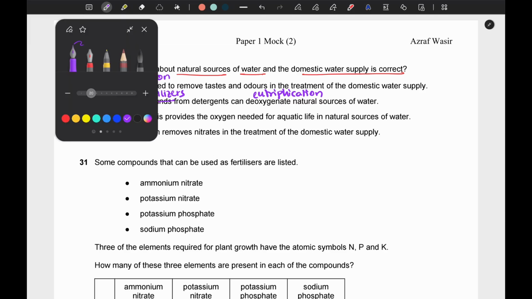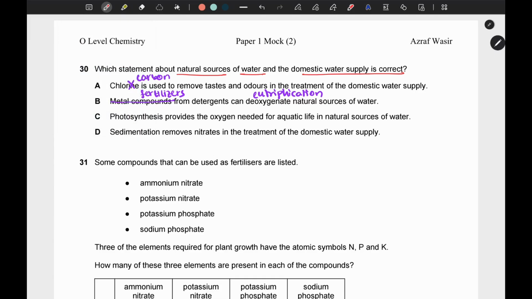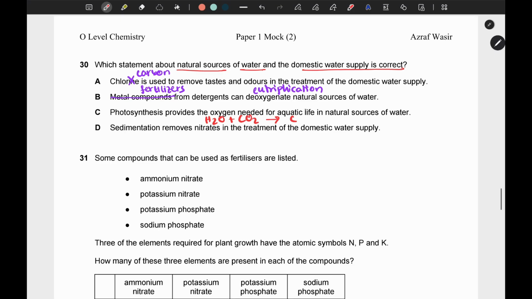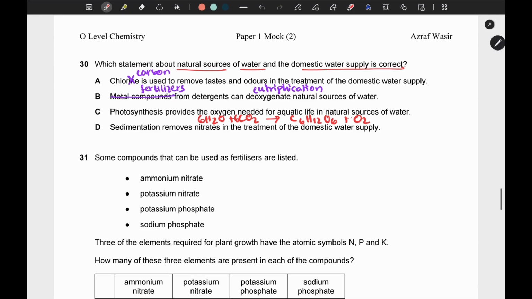All right. And in C, it's stating photosynthesis provides the oxygen needed for aquatic life in natural sources of water. In photosynthesis, plants use water and carbon dioxide to produce glucose, C6H12O6, plus O2, and if we balance this, there's just a 6 over there and a 6 over here. So these are the products, and if you look at the products, glucose and oxygen is produced. So yes, C is correct.